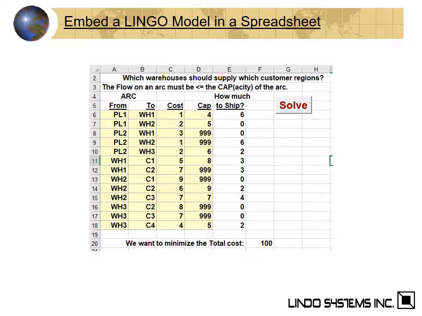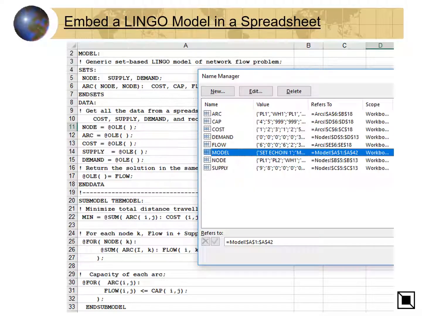So after clicking on the Solve button, we see that the decision variables of how much to ship have been plugged into the how much to ship column. So for example, we'll ship 6 units from plant 1 to warehouse 1, and then warehouse 1 will ship 3 of those units to customer 1, and warehouse 1 will ship the other 3 units to customer 2. So that's the solution, and the total cost of that solution is 100. That's the least cost solution for satisfying those demands from the supply we have available at our plants, not exceeding the capacities of any of the ARCs.